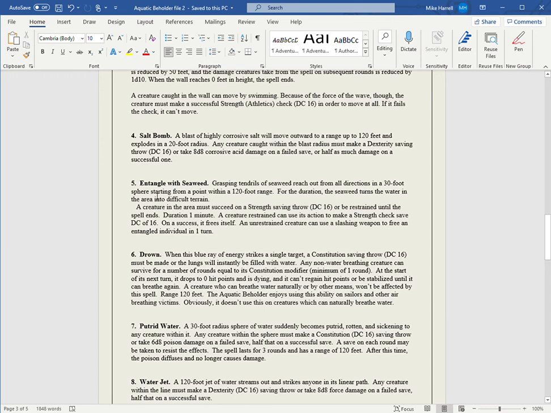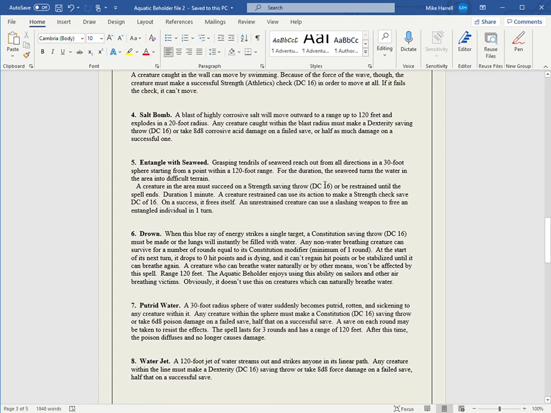Next Eyestalk, number 5, Entangle with Seaweed. Grasping tendrils of seaweed reach out from all directions in a 30-foot sphere, starting from a point within a 120-foot range. For the duration, the seaweed turns the water in the area into difficult terrain. A creature in the area must succeed on a strength saving throw, again stick with the 16, or be restrained until the spell ends. Duration 1 minute.